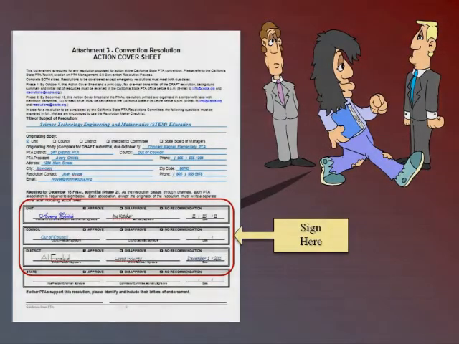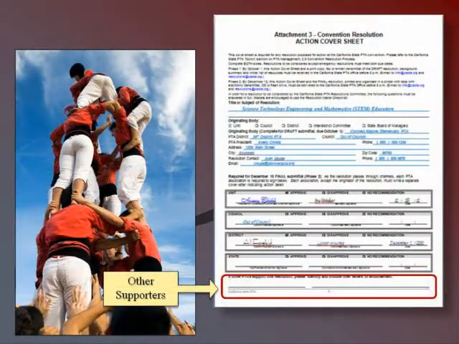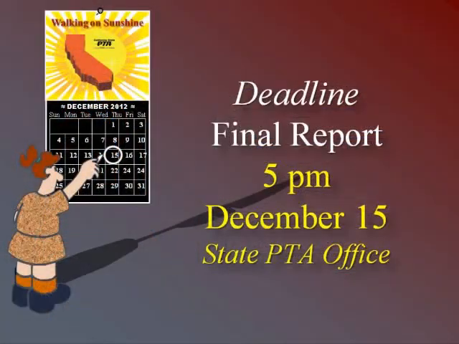You may obtain support from other PTA associations, and they too should sign off on the final action cover sheet. The final document must be in the state PTA office no later than 5 p.m. December 15th, and if either deadline falls on a weekend, the submittal will be accepted on the following business day.